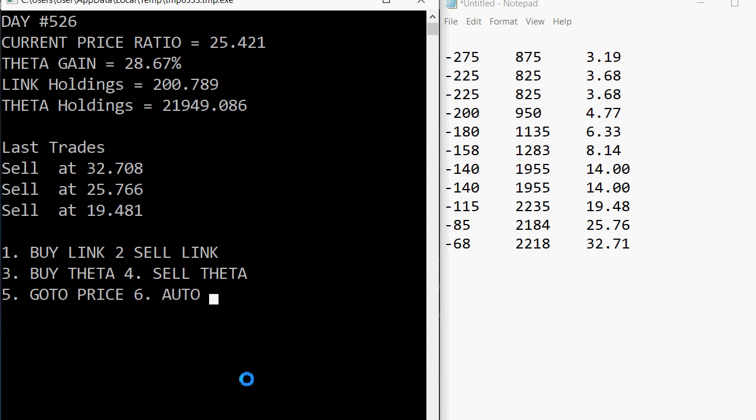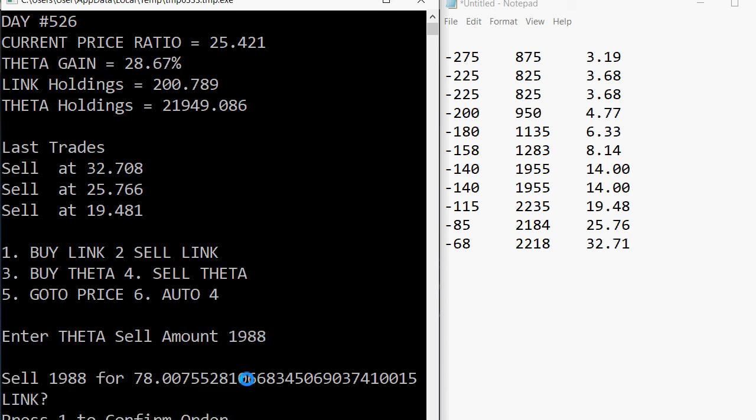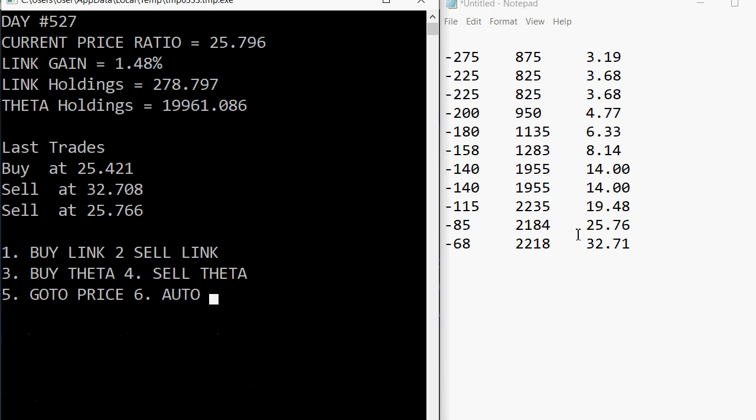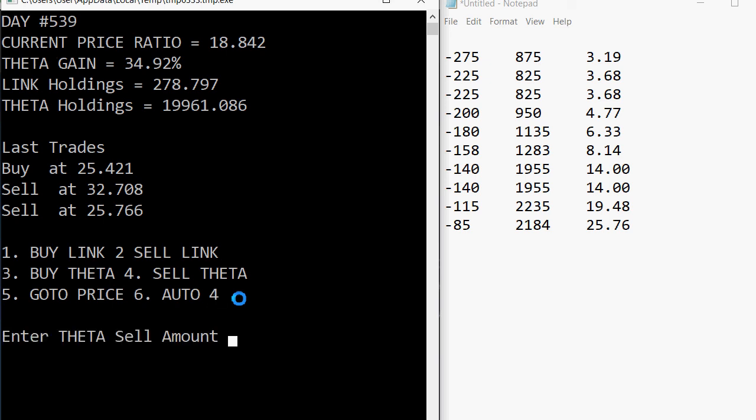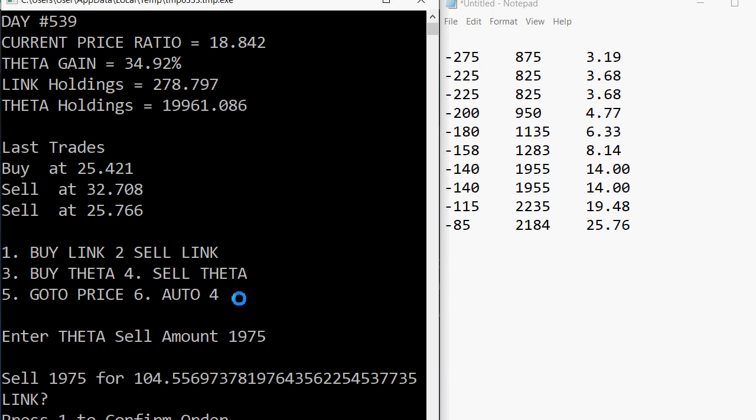Okay, so Theta's up 28%. We can get one trade back. We got a bunch of seeds planted, I guess you could say. Let's do 1988. Gain of 10 on the other side. And then another one, 18.8, so we can get rid of that one below there, 1975 this time maybe.